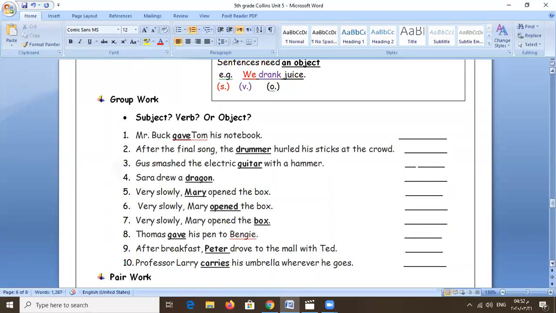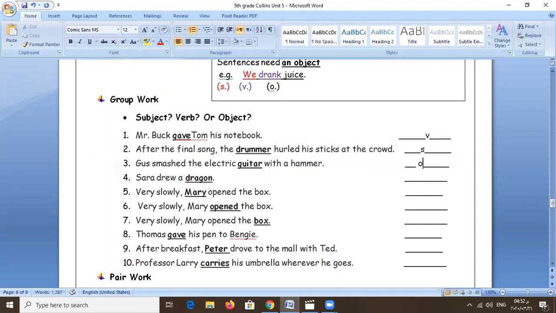Number one. Mr. Buck gave Tom his notebook. Gave. Subject, verb, object? Yes, thank you. It's a verb. Next, number two. After the final song, the drummer rolled his sticks at the crowd. Drummer. Excellent. Subject. Three. The rocker smashed his electric guitar with a hammer. Guitar. It is what? Object.